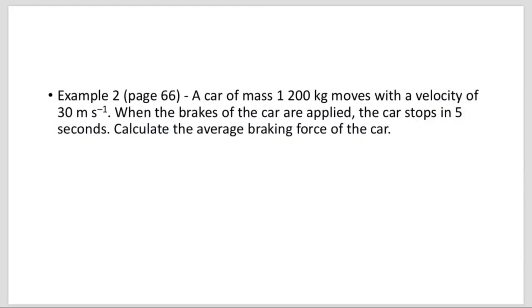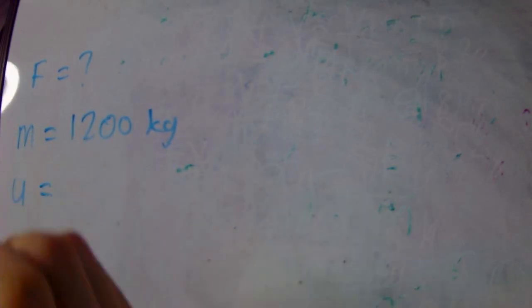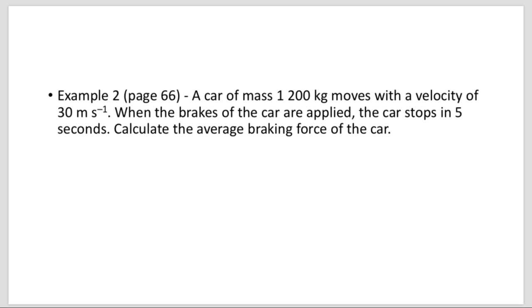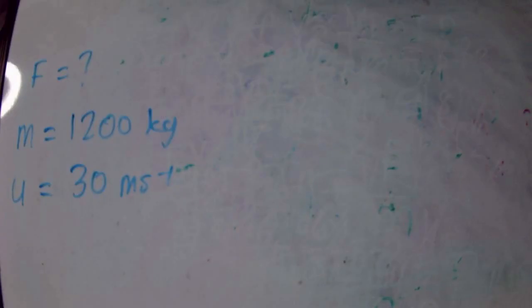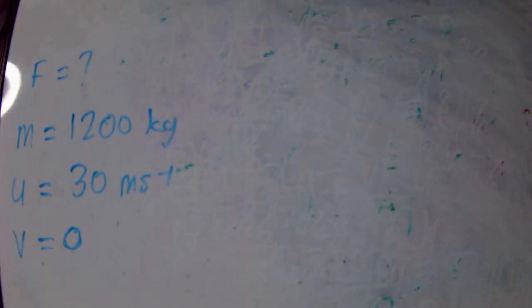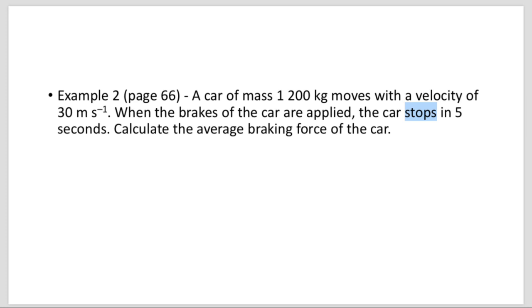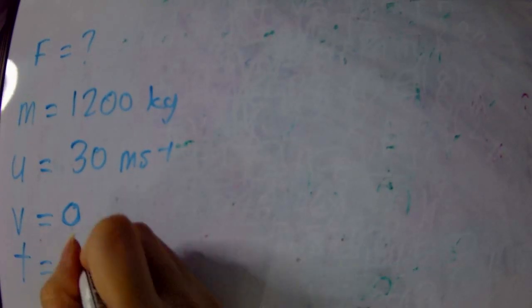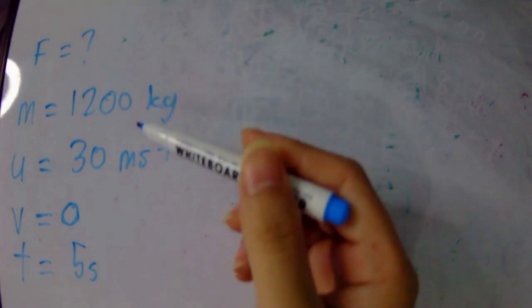Next, initial velocity, U. Initial velocity is 30. So let's put that in. U equals 30 meters per second. Next, final speed. Now it doesn't say the final speed, but it says that the car stops moving. So if it stops moving, then our final speed must be 0. So V equals 0. And then the last thing is the car stops in 5 seconds. So time, small letter t, is 5 seconds. Okay, so now we have all the information complete.